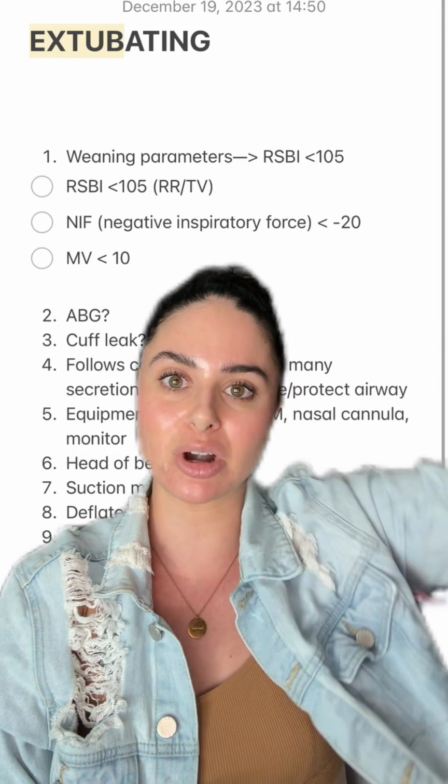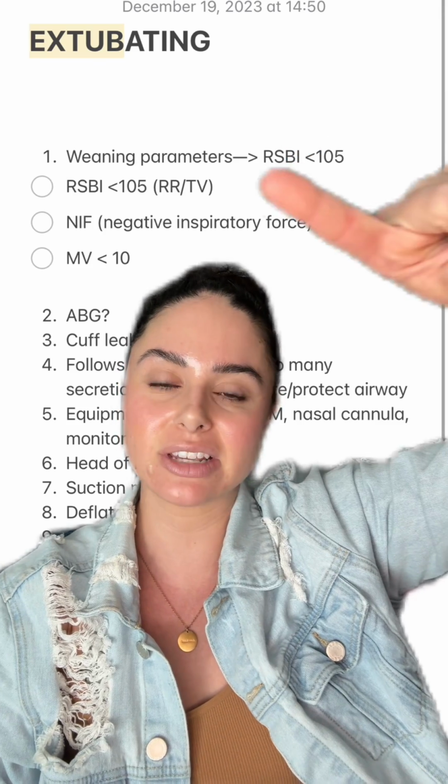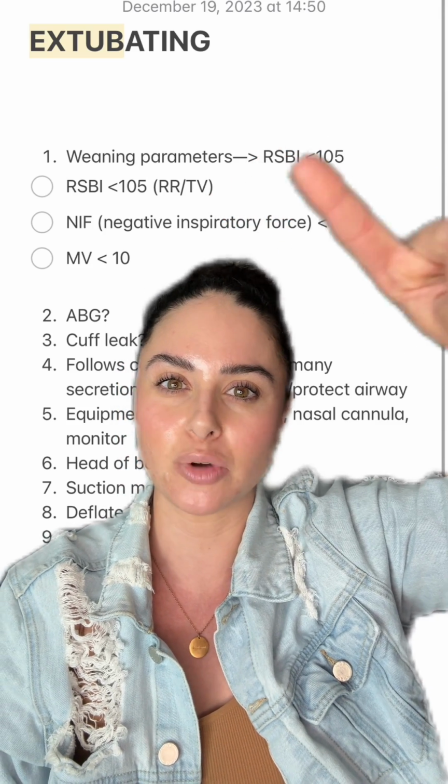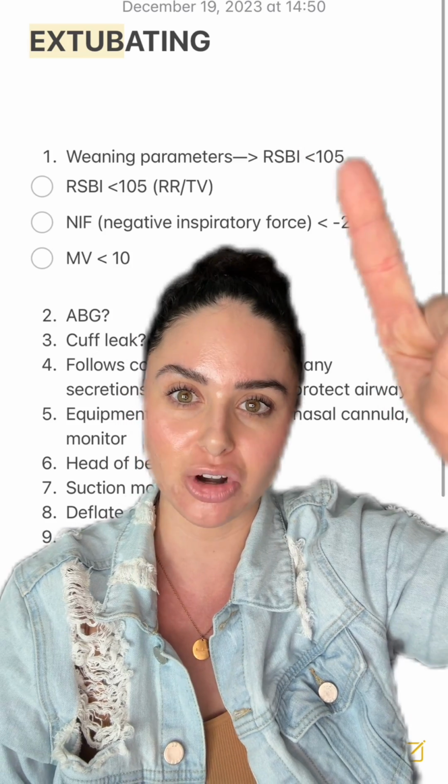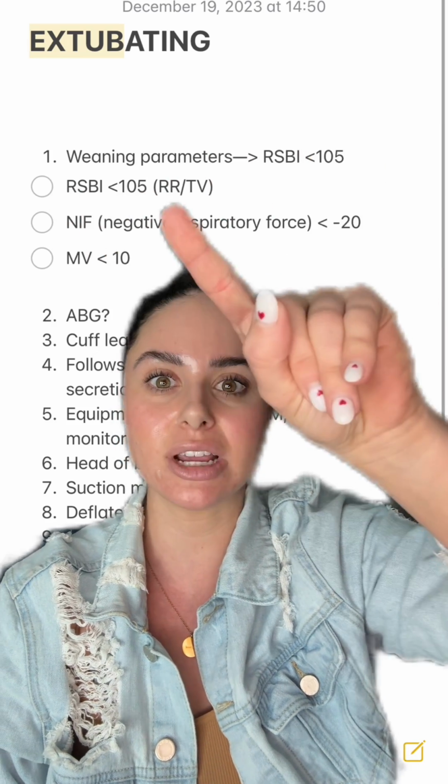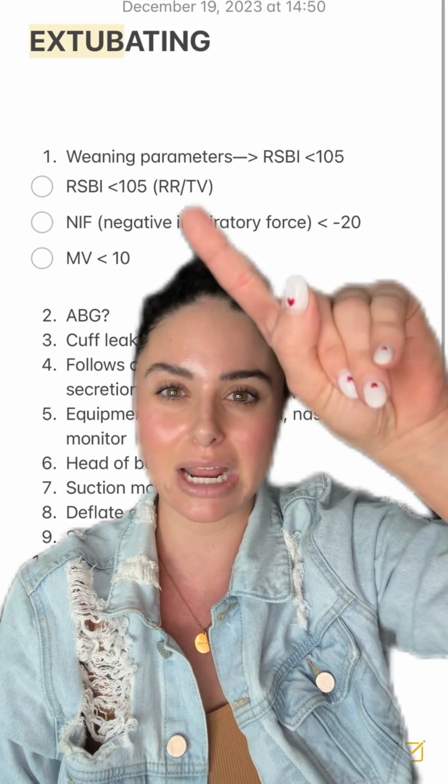So for weaning parameters, we look at RSBI. This is also known as your rapid shallow breathing index, and we want it to be less than 105. Then how you get this number is you take your respiratory rate and divide it by your tidal volume.